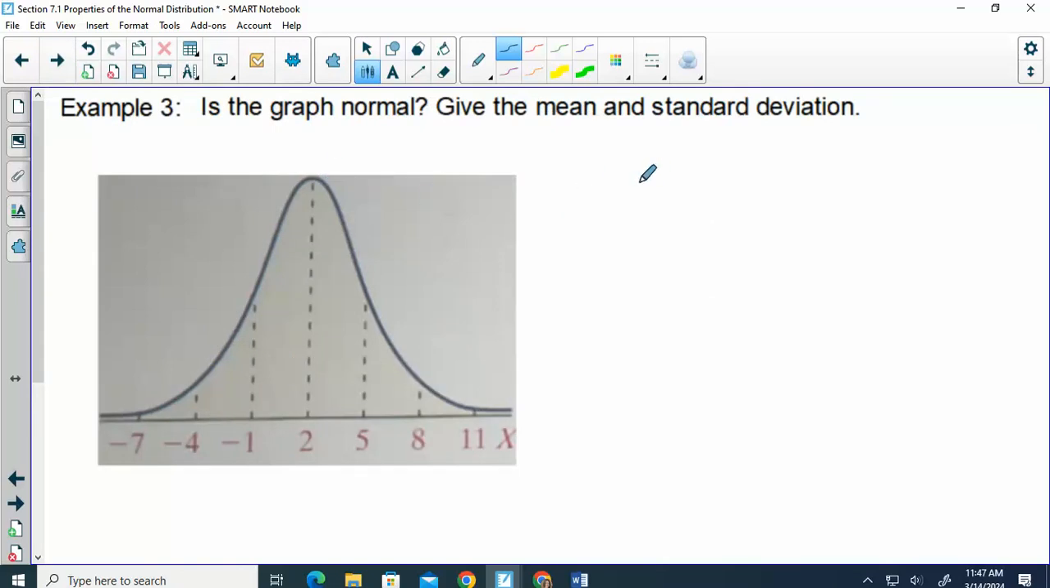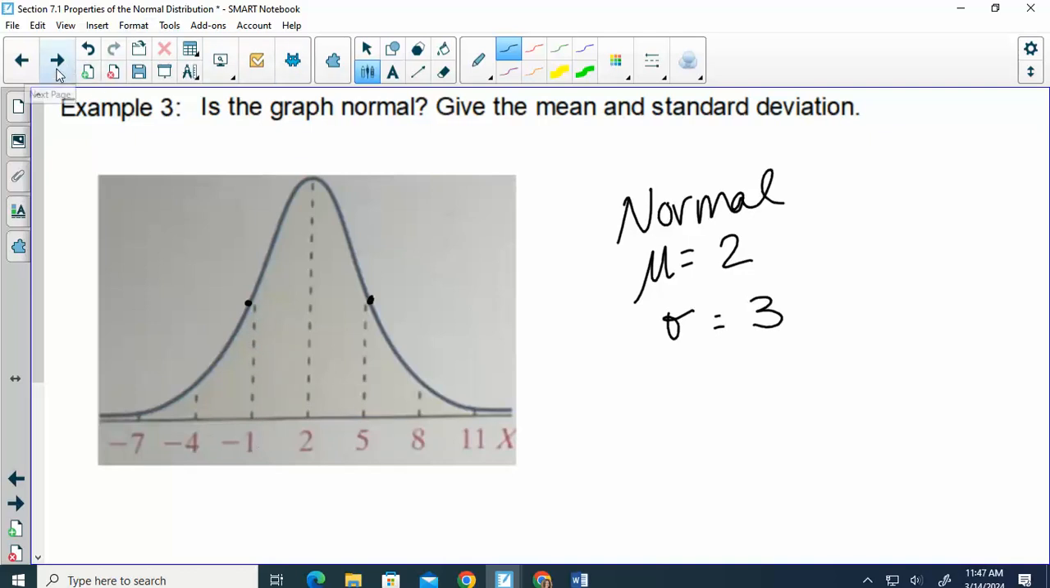So let's look at this one. Is this a normal graph? Yes. Is it symmetric and bell-shaped? Yes. Can you tell me what the mean is by looking at this? 2. What is the standard deviation? 3. How did you get that? When this graph is starting to flip out, that's our first standard deviation. So if 2 is the center, you have to add and subtract 3 to get to those.